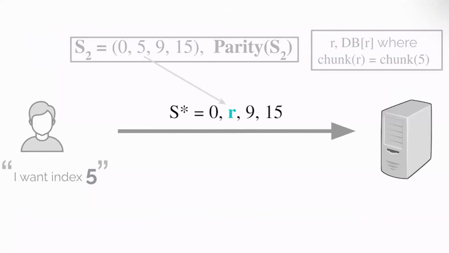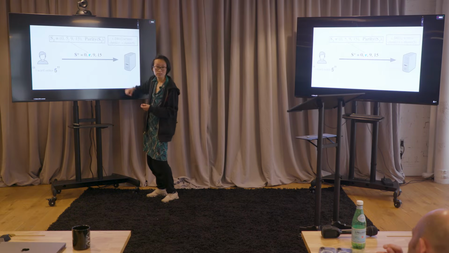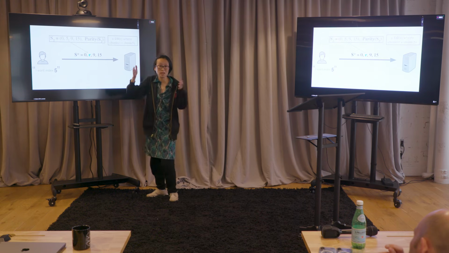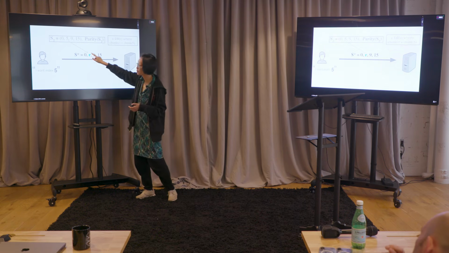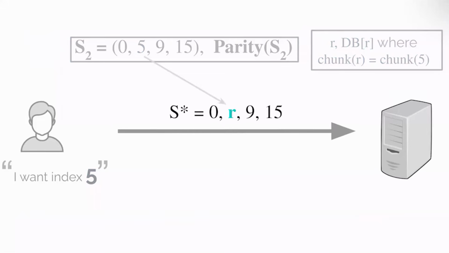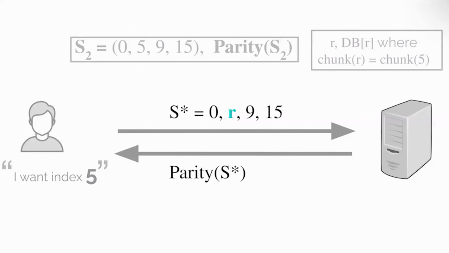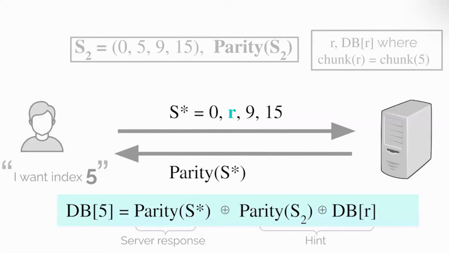But I have to be careful, because my query is 5, and I don't want to disclose that. So the position that corresponds to my query, I replace with this replacement entry. Remember, this replacement entry is a random index within the same chunk as this position. So this is the set S star. The server just sends back the parity of the set. The client computes the answer with a simple XOR: this part comes from the server's response, and these two come from the local hint. You can easily verify this gives a correct answer.